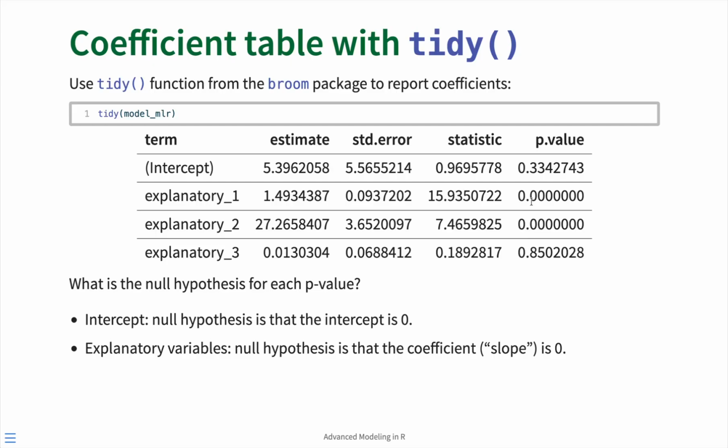With explanatory 1 and explanatory 2, we can see that we've got p-values that are so small that we can't distinguish them from 0. So in this case, we would be able to reject the null hypothesis that the slope, the coefficients for these 2 variables, are 0. However, in this third case, for explanatory 3, we would not be able to reject the null hypothesis. In other words, we don't have a statistically significant correlation between explanatory variable 3 and the response variable.